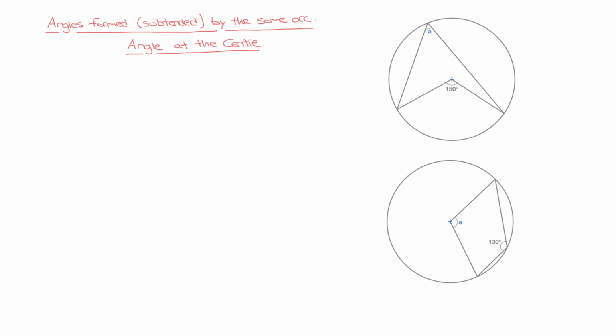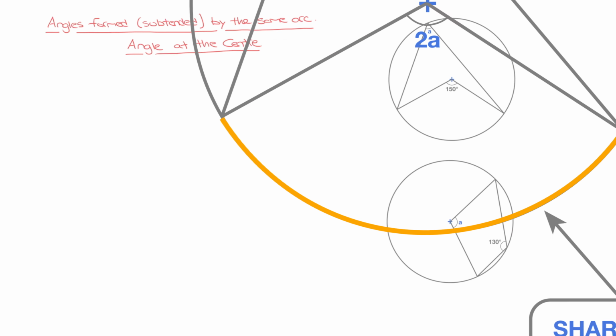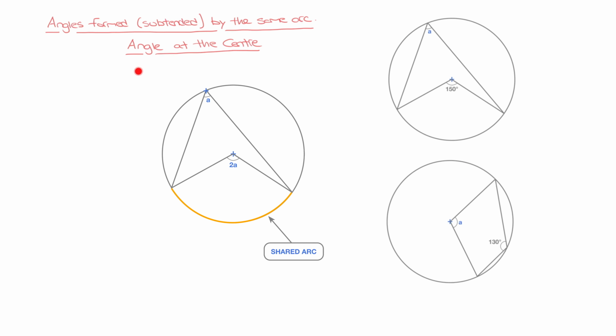Hi everyone, in this video we're going to be learning about one of the circle theorems on angles formed or subtended by the same arc. More specifically, we're going to be learning that provided they share the same arc, then the angle at the center of the circle is 2 times bigger than the angle at the circumference.